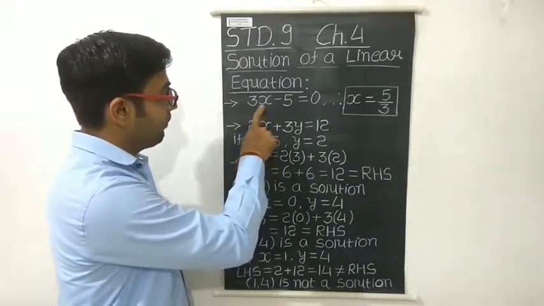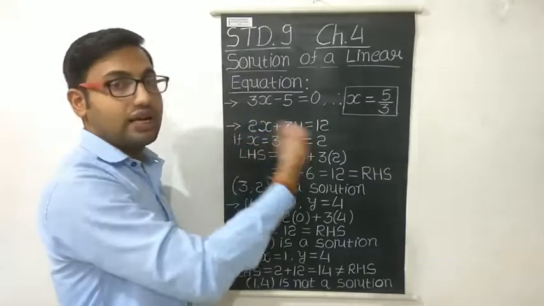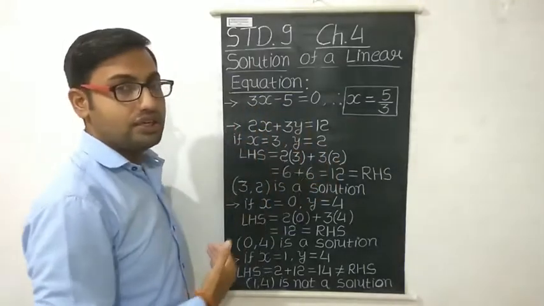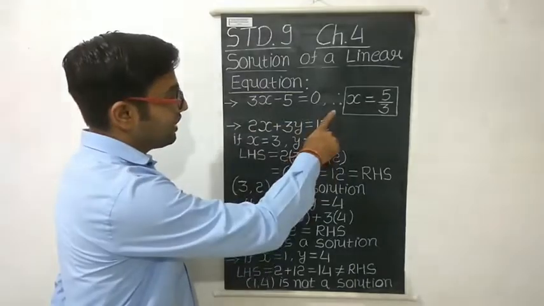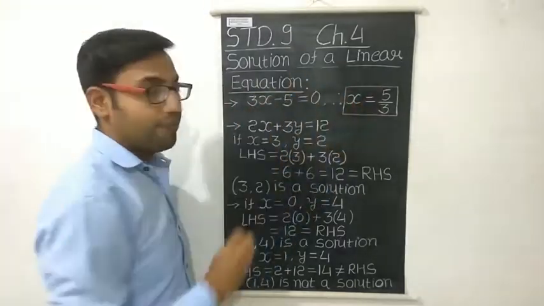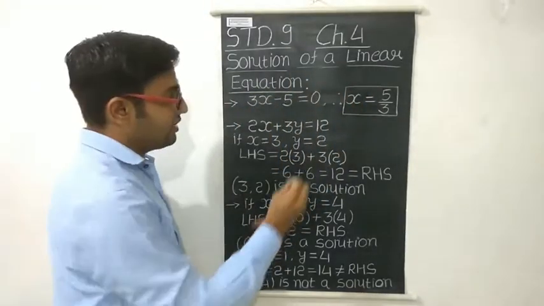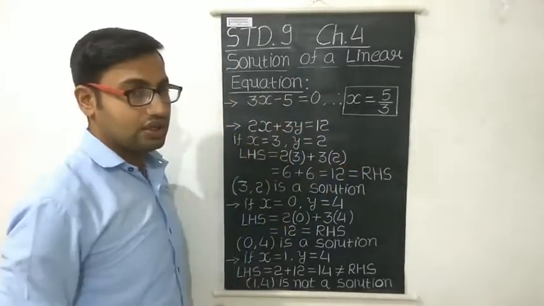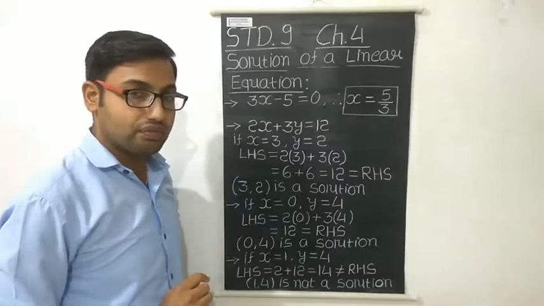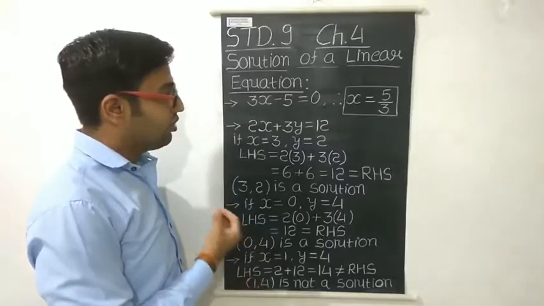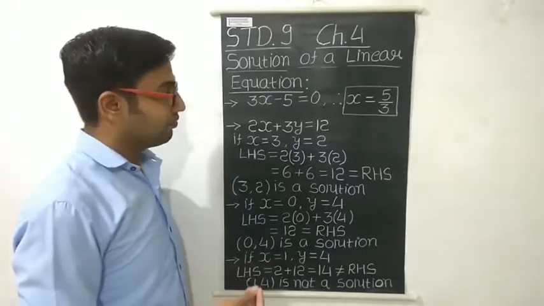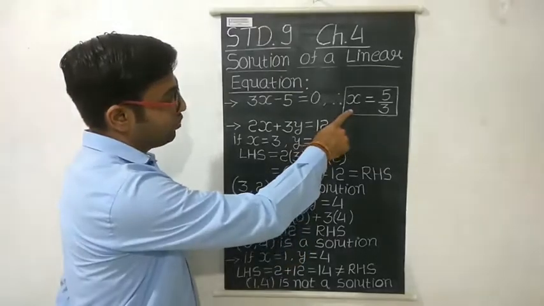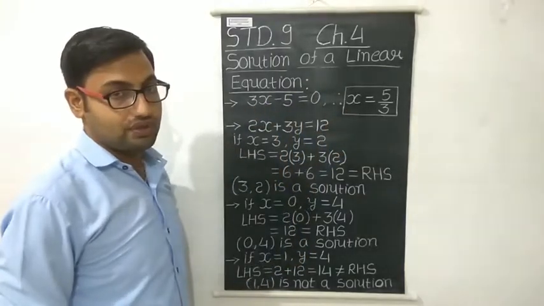And to find the value of x, again we have to take this 3 to the right hand side, so it goes in the denominator with the 5. So we get the value of x is equal to 5 upon 3, and that is what we call a solution of this linear equation in one variable. There is no other value possible for the solution of this linear equation.